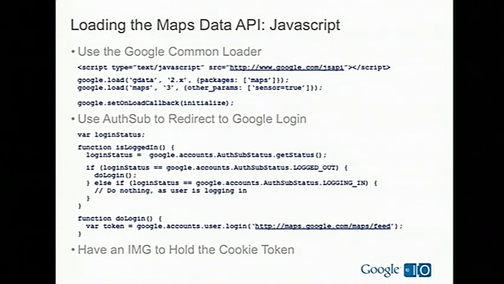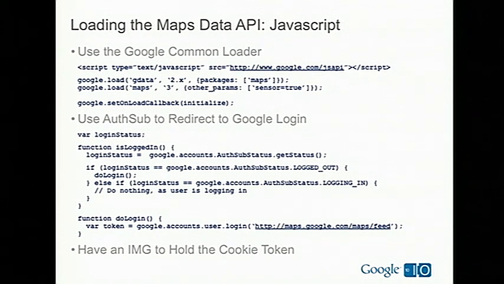And then here's a simple pattern for using AuthSub to redirect to Google login. Now, importantly, this is an application that's existing on the internet. Someone opens it up. If you want to be able to use it yourself to enter data, you're going to need to provide some sort of authorization in that application. So this is a good pattern here.